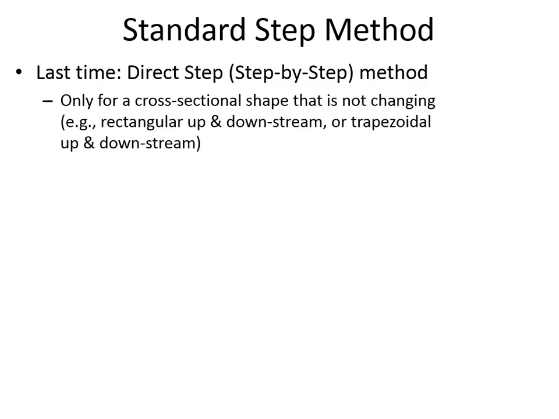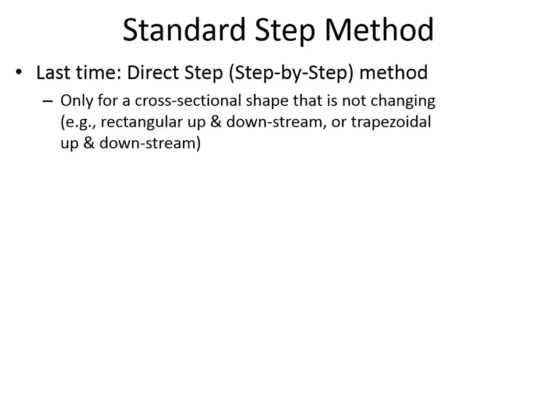All right, so the standard step method is more sophisticated but more complicated than either of the two techniques that we've used before. Last time when we were working with the step-by-step method, as it's sometimes called, or the direct step method more commonly, you can only use that approach when the section upstream and the section downstream have the same shape. So if it's rectangular upstream and downstream, you can use the direct step method, but the standard step method has flexibility built in for a change in shape.